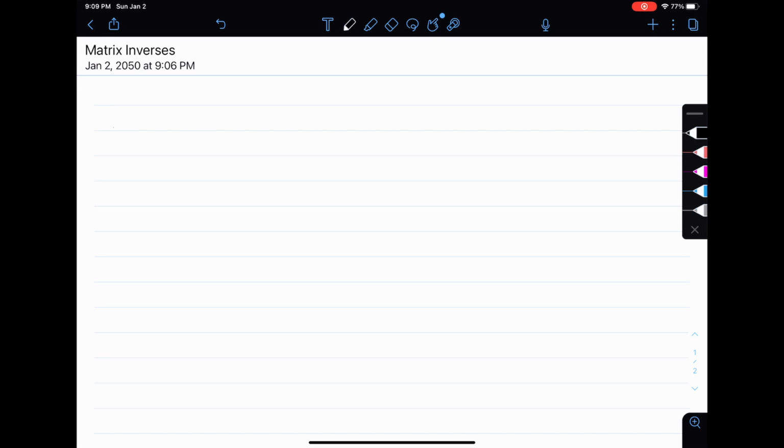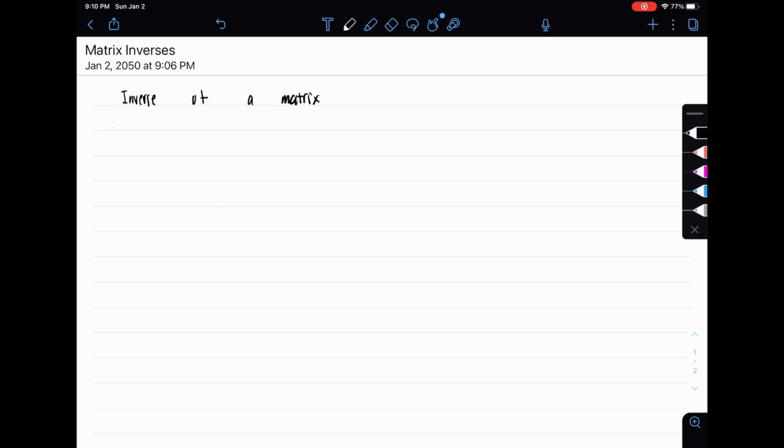Hello everybody, today we will be going over the inverse of a matrix. This will be part of week 5 of Carnegie Mellon University's 21-241, and you will want to look at the next video to understand the properties of matrix inverses.